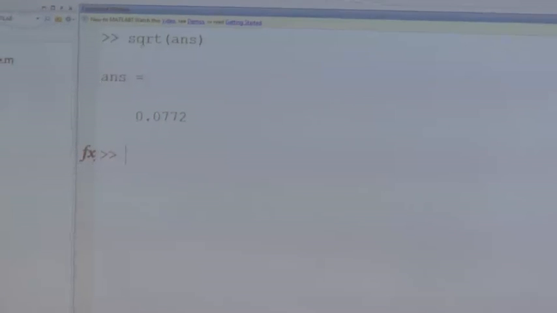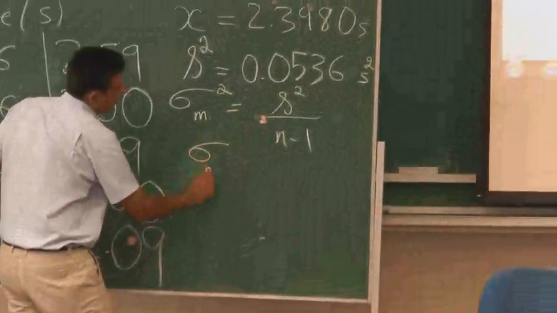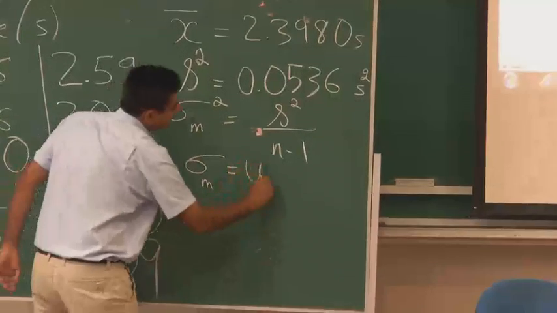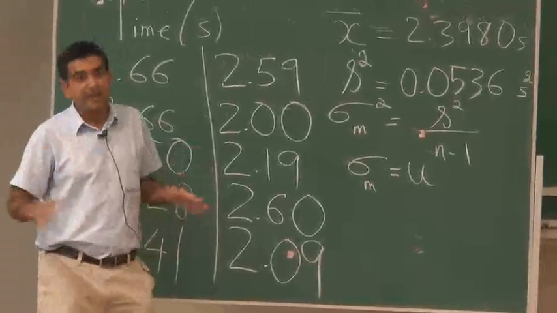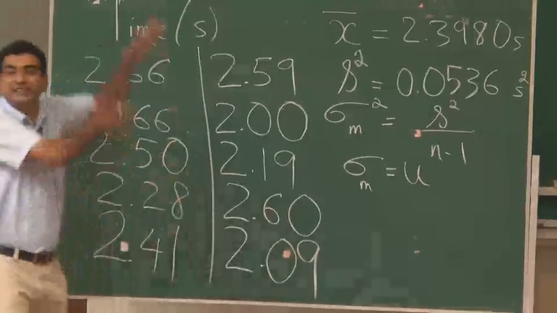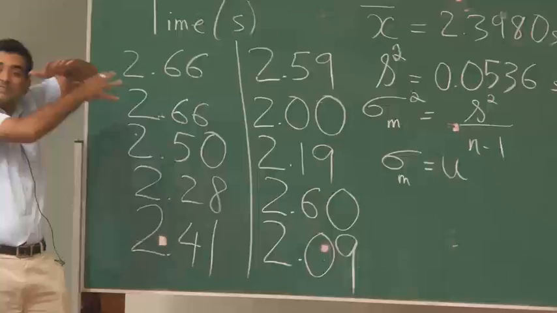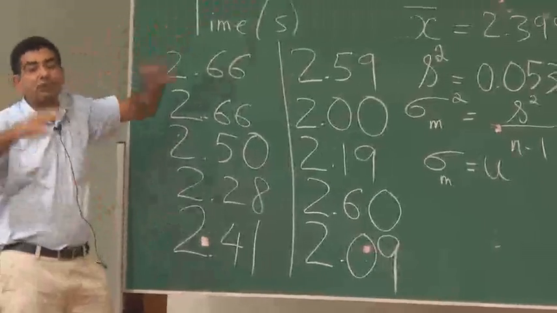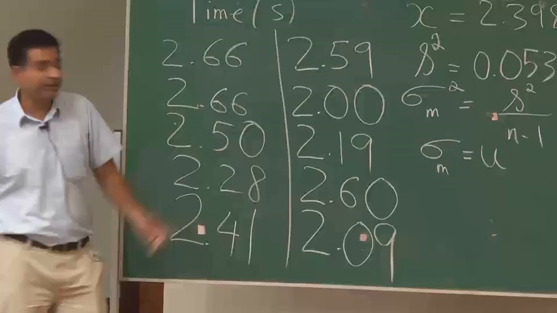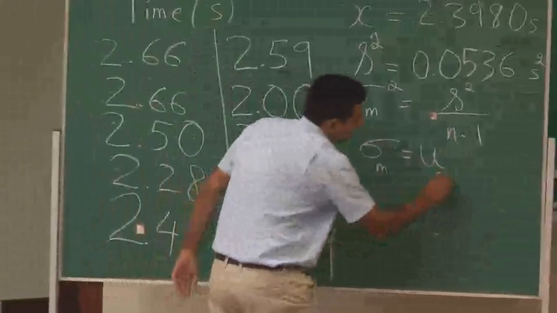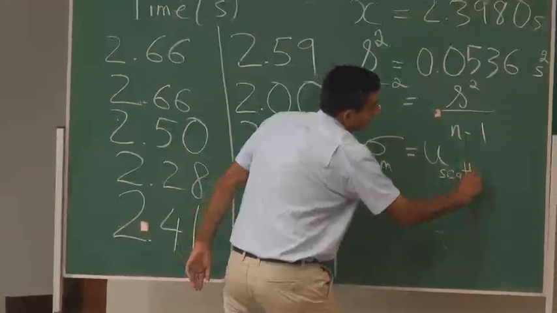Square root of the previous result is 0.0772. So the standard error in the mean, sigma m, which is my uncertainty, and it's of type A, is the uncertainty due to the scatter of the results, due to the spread of the results. So the source of uncertainty that I'm repeating this very large number of times is a type A uncertainty, and I call it U scatter.